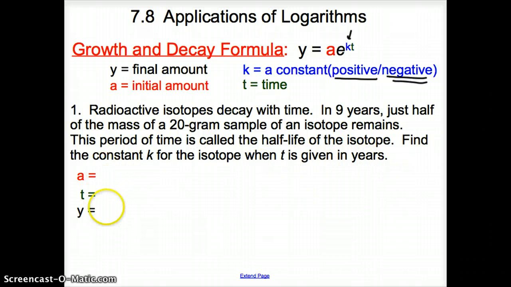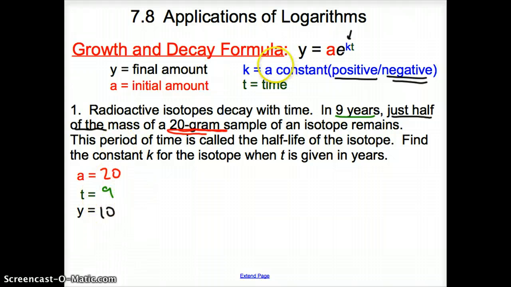First thing we have to do is to find all our missing variables. So here, a, what are we starting with? This one it's kind of tough to tell, but just half of the mass of a 20-gram sample. So we're going to start with 20 grams. What is our time period that we're looking at? We're looking at 9 years. And what is our final amount? Here the final amount, it says in 9 years, just half of the mass. So half of what? Half of 20 is 10. So my y is going to be 10.